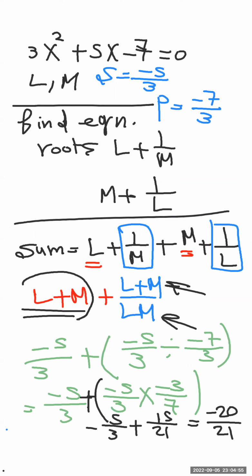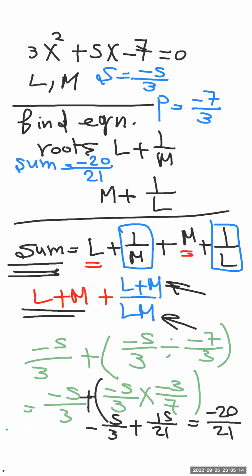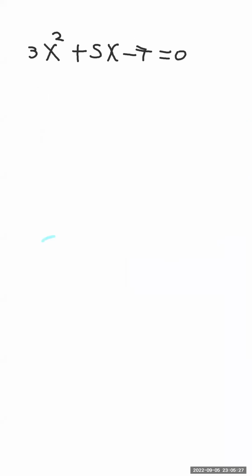Okay. Now the product. So the new sum, I will write down the result here. The sum of the new roots will equal negative 20 over 21. The product will equal... Here the product, we will clear this part. We need some area to write.